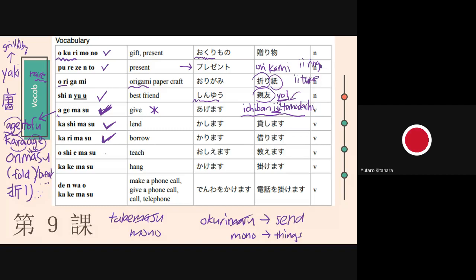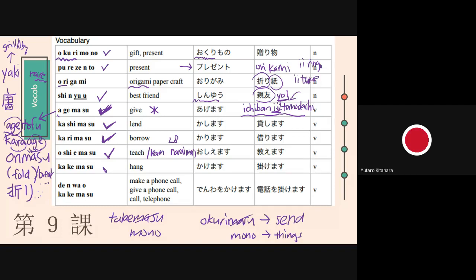Okay, oshiemasu is teach. What's the opposite of teach? I think we already did it just now. Oshiemasu is teach, then learn will be... let's see who remembers. I think we only read it once last time. Okay, it's naraimasu. I believe it's lesson 8. I can't remember already, lesson 8 or 7. I think it should be lesson 8. Tarimasu. Okay. Anyway, let's go to the last word.